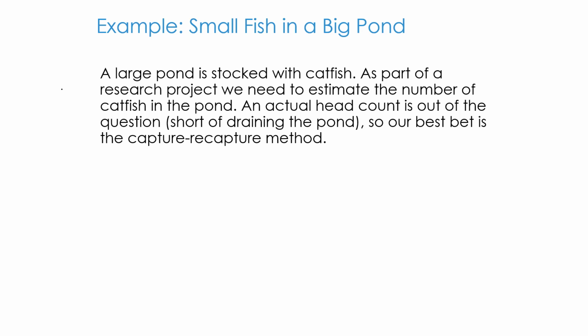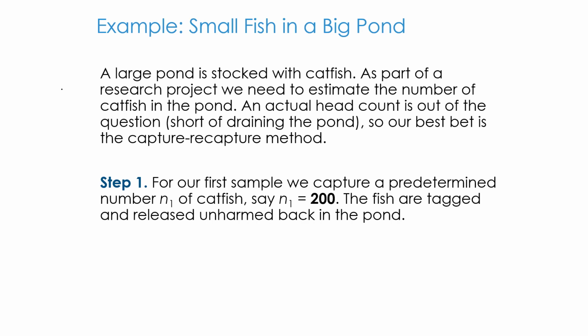So a large pond is stocked with catfish. As part of a research project, we need to estimate the number of catfish in the pond. A head count is out of the question. The ratio of tagged to total in the pond should approximately be the same as the ratio for our first sample. N1 equals 200, the number of tagged fish in the entire population. We don't know what N is. So then cross multiplying again gives us 21N, and N is equal to 2 times the entire fish population, 30.